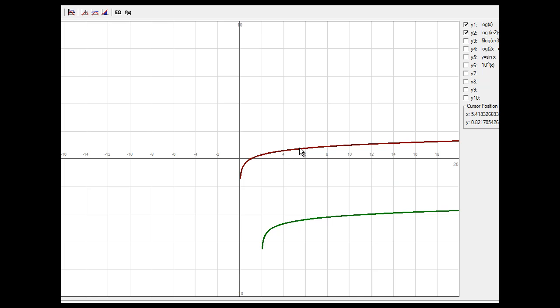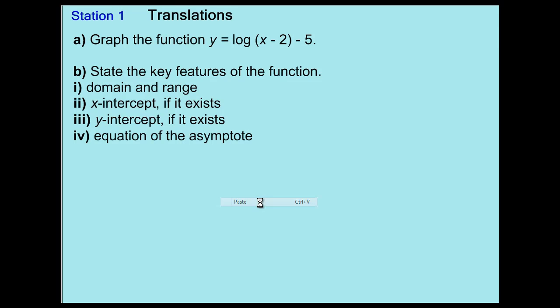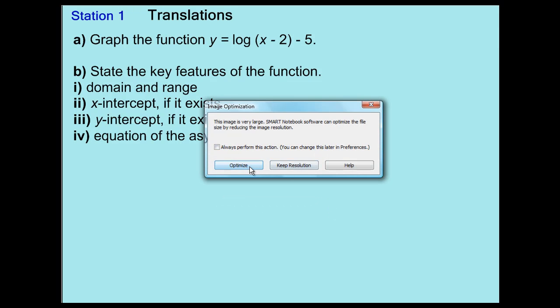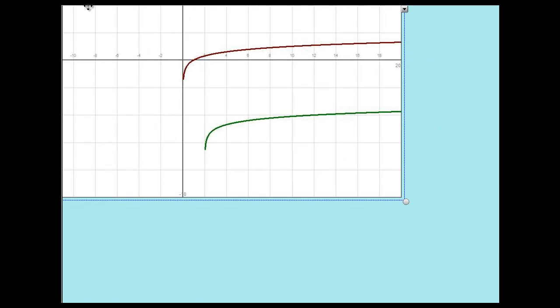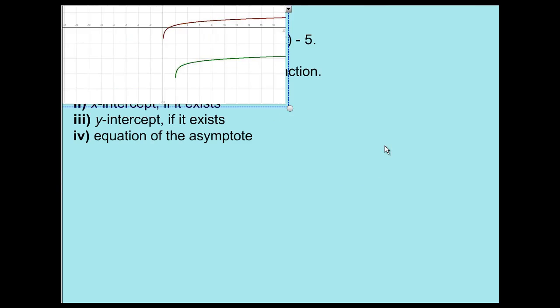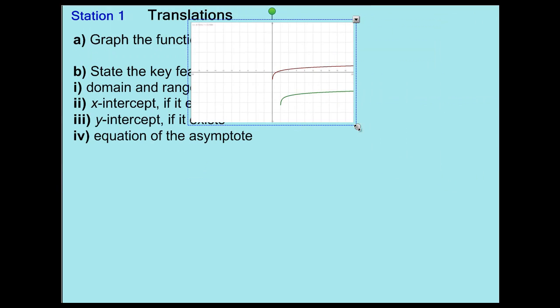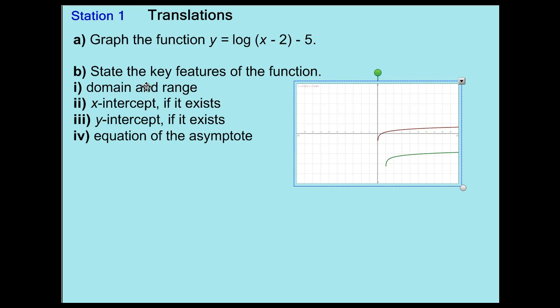There's not a lot of stretches or compressions. It's just a shift down and shift to the right. So moving back, I'm just going to copy that picture and paste it into our program. Shrink it down just a little bit because it's pretty big. And then what we want to do is just answer some questions about how to find the key features like domain and range, x-intercepts, and we're going to do a lot of this algebraically.